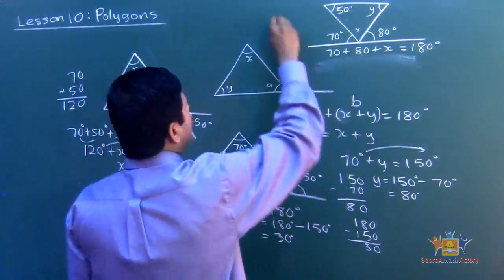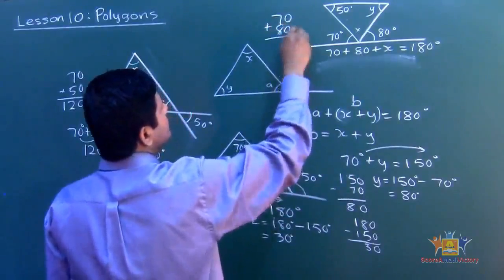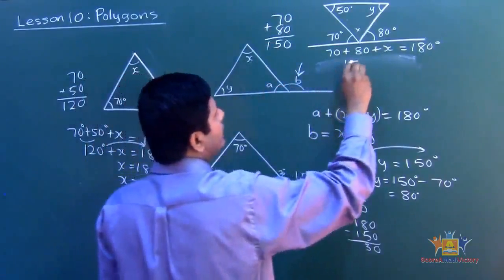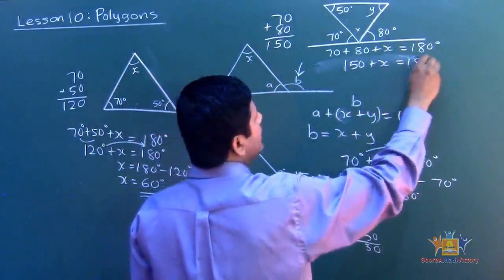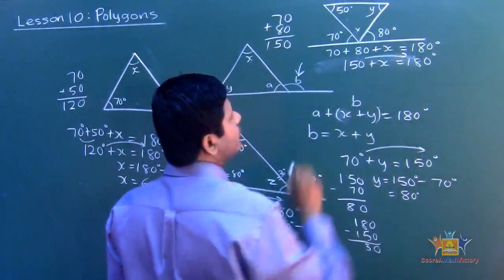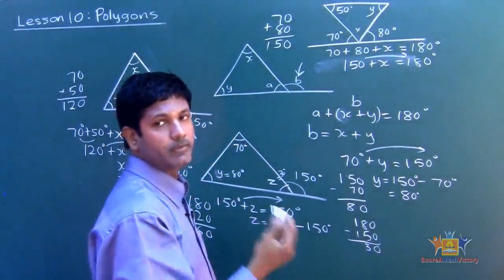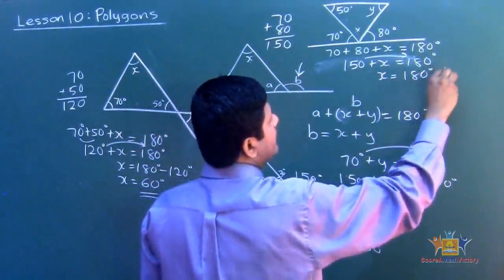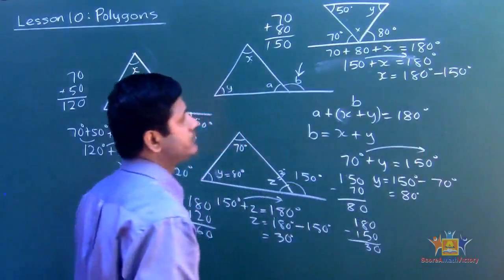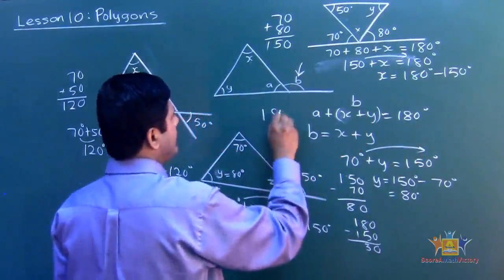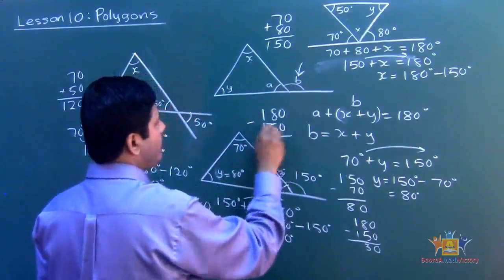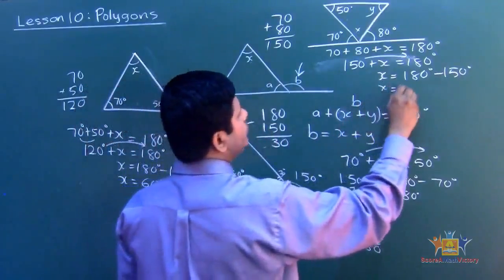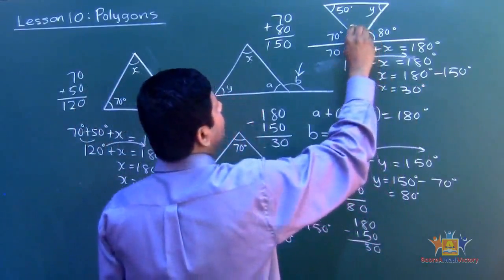Okay? So let me erase this. 70 plus 80, line it up. 0 plus 0, 7 plus 8 is 15. So 150. 150 plus x equals 180. I'm looking for x. 150 has to go. Cross the bridge. Addition crossing the bridge becomes subtraction because it's adding to x. So x equals 180 minus 150. Line it up. 0 minus 0 is 0. 8 minus 5 is 3. 1 minus 1 is 0. That means x equals 30 degrees. That means this is 30 degrees.